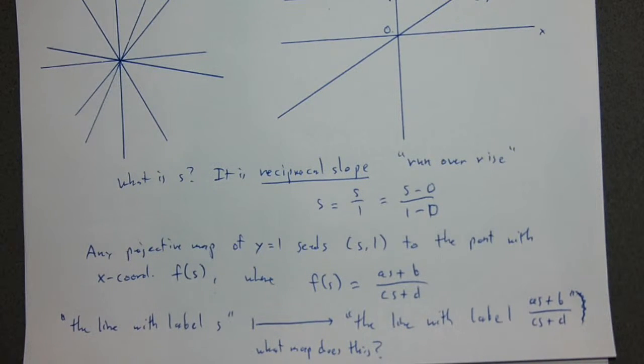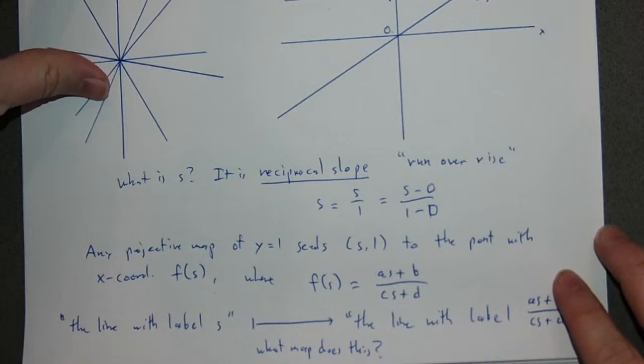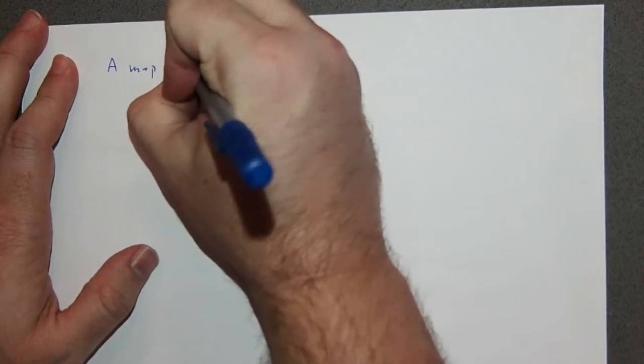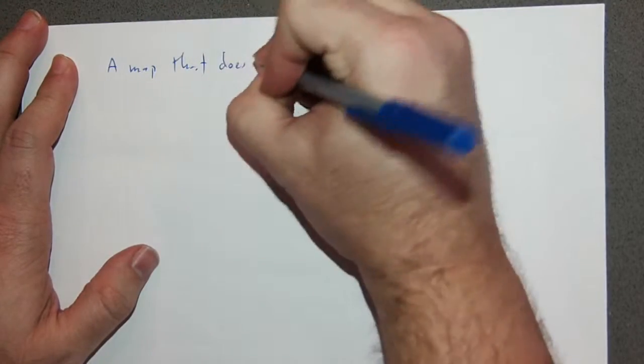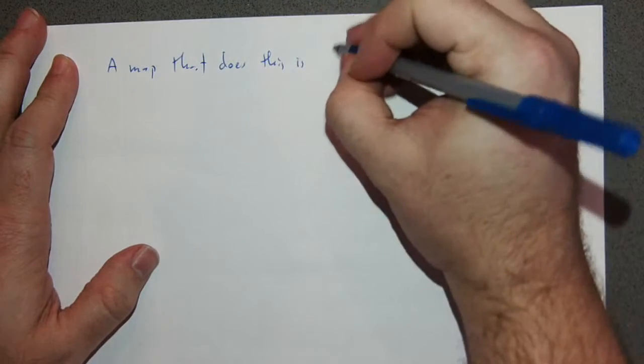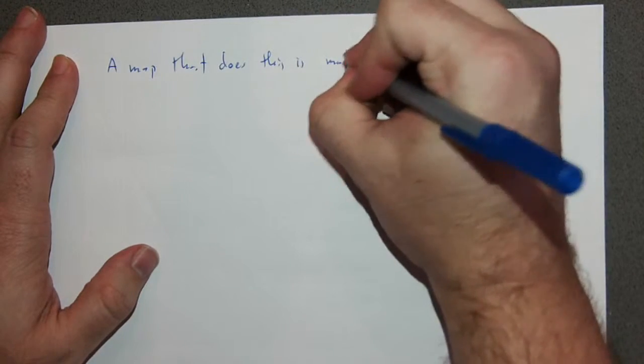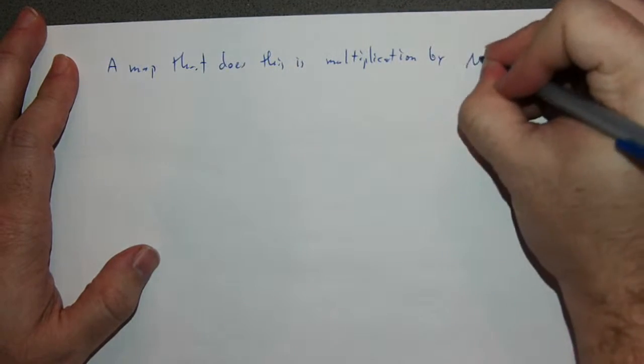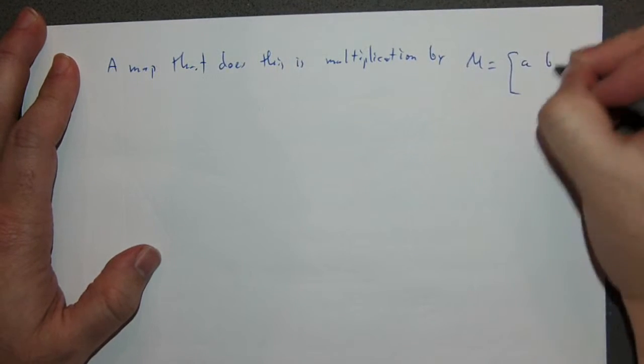So what map sends the line with label S to the line with label (AS plus B) over (CS plus D)? Well, it's exactly that matrix transformation that we wrote out before. A map that does this is multiplication by the matrix M, which is A, B, C, D.